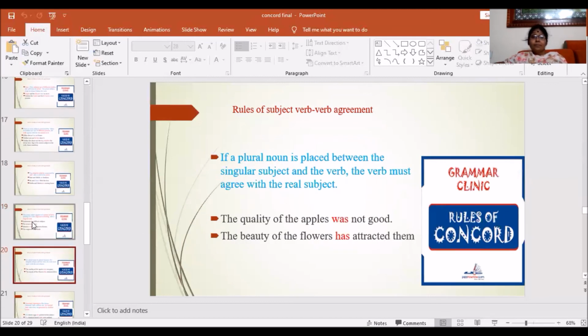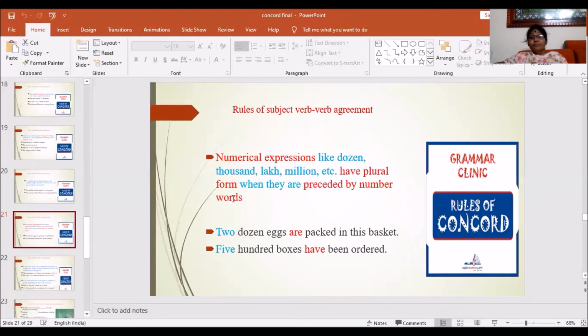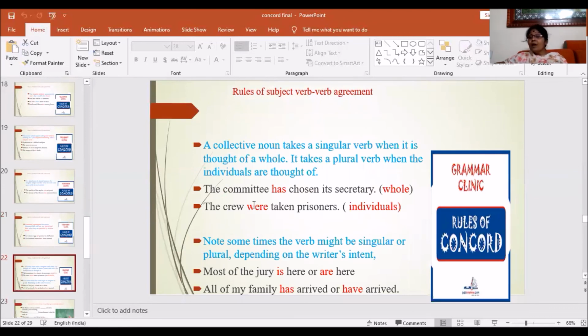And then, if a plural noun is placed between the singular subject and the verb, the verb must agree with the real subject, right? And next is that the numerical expressions like dozen, thousand, lakh, million, etc. have plural form when they are preceded by the number words, right? And finally, a collective noun takes a singular verb when it is thought of as a whole, and it takes a plural verb when the individuals are thought of, right?